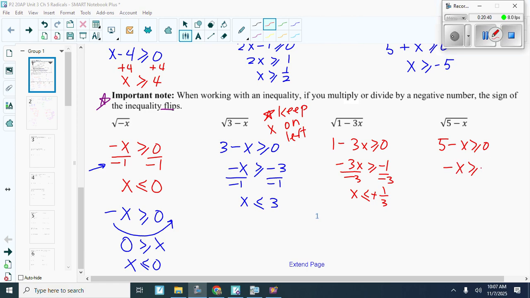Let's get my negative signs in there properly. All right, so hopefully you got x is less than or equal to 1/3 and x is less than or equal to 5.